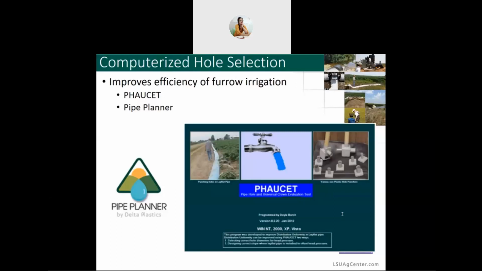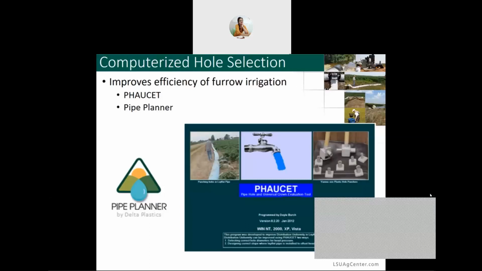So the alternative is Pipe Planner. It was developed by Delta Plastics. It's the same thing as Faucet, only it's very user-friendly for the most part. Point and click. You use Google Maps to select your field locations, your well location, and draw your pipe sets. It's going to select whether it's in the field or out of the field, and whether it should be a supply line or a line that you're going to actually punch holes in. It has a lot of cool features and it's very visual. So Pipe Planner is basically the new standard that has replaced Faucet.